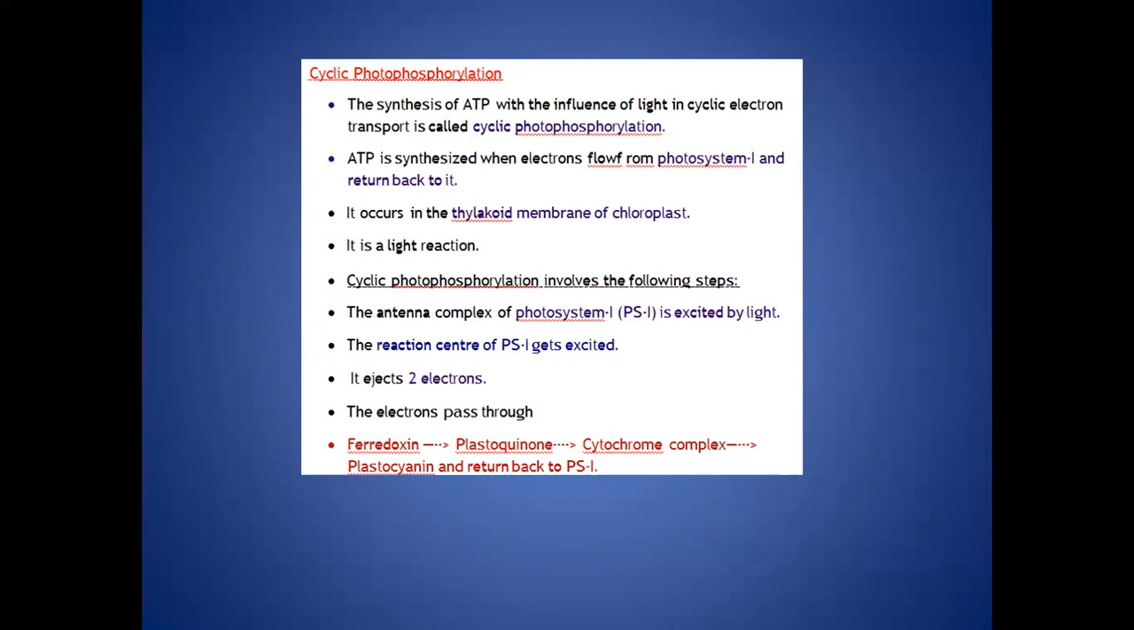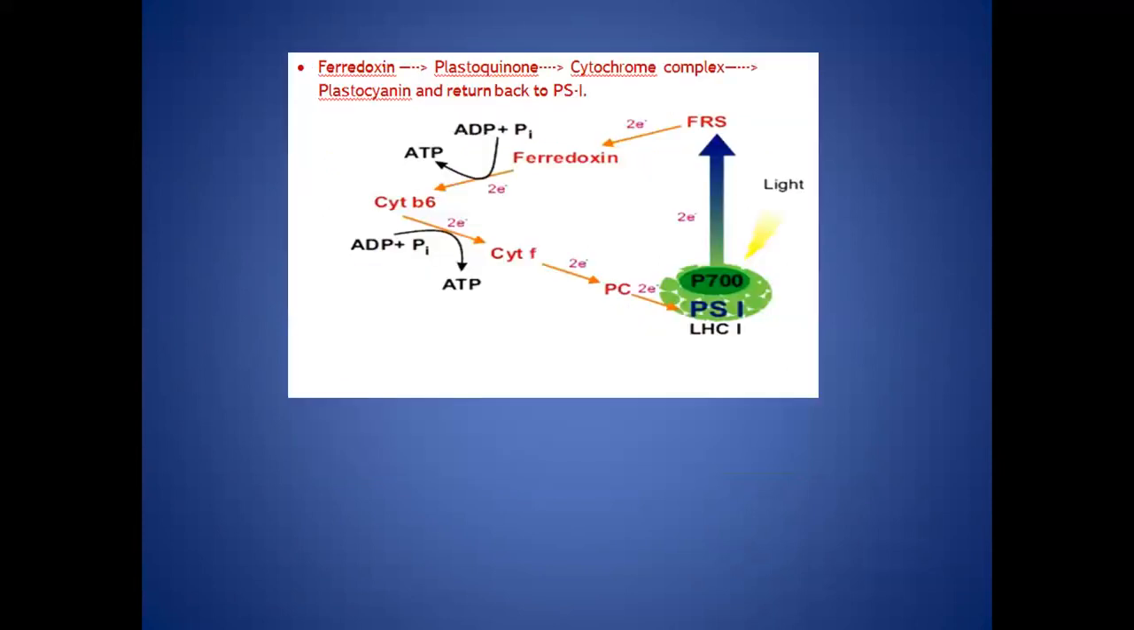These are ferredoxin, plastoquinone, cytochrome, and plastocyanin. These are the electron carriers. These electron carriers are also present on the grana of the chloroplast. And now this is the cyclic photophosphorylation. Cyclic photophosphorylation mainly takes place in the lower plants or some lower photosynthetic bacteria. And here, P700 is the reaction center that is present in PS1.